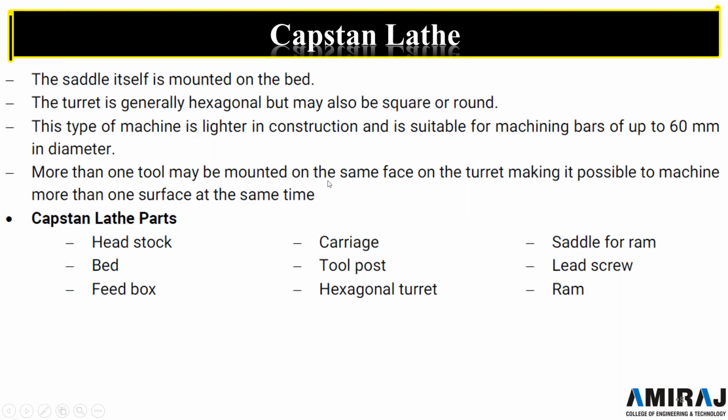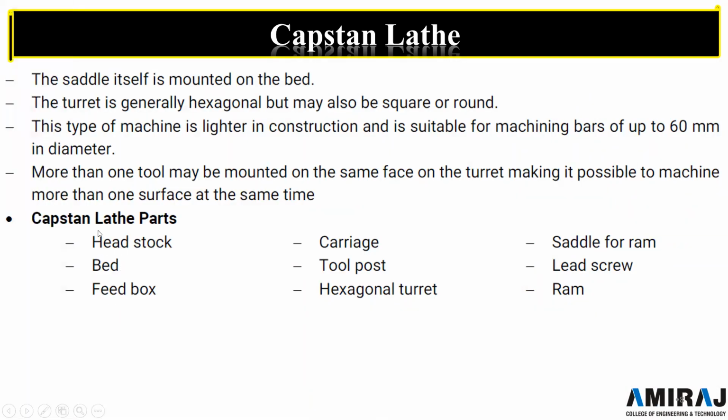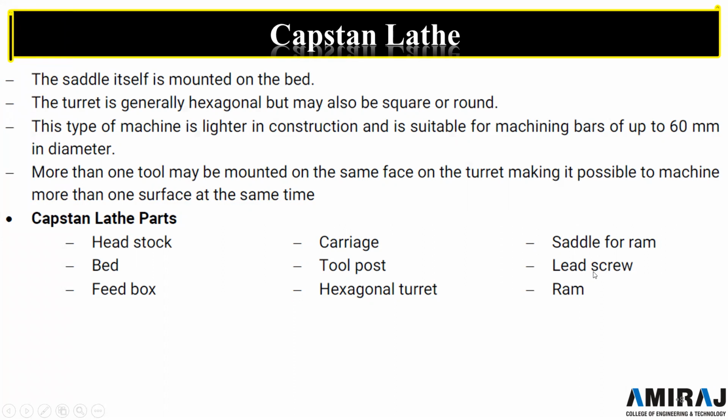More than one tool may be mounted on the same face of the turret, making it possible to machine more than one surface at the same time. One tool can be mounted on the tool post and another tool on the hexagonal turret, so two operations can be done simultaneously with this type of lathe machine. The parts of the capstan lathe include the headstock, bed, feedstock, carriage, tool post, hexagonal turret, saddle for ram, then the lead screw and ram.